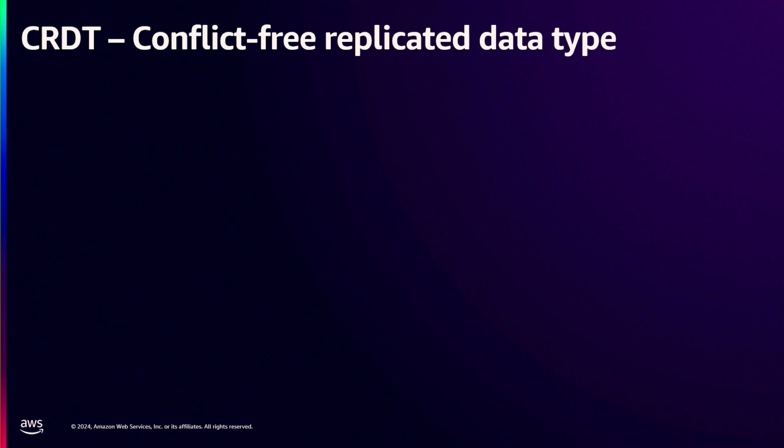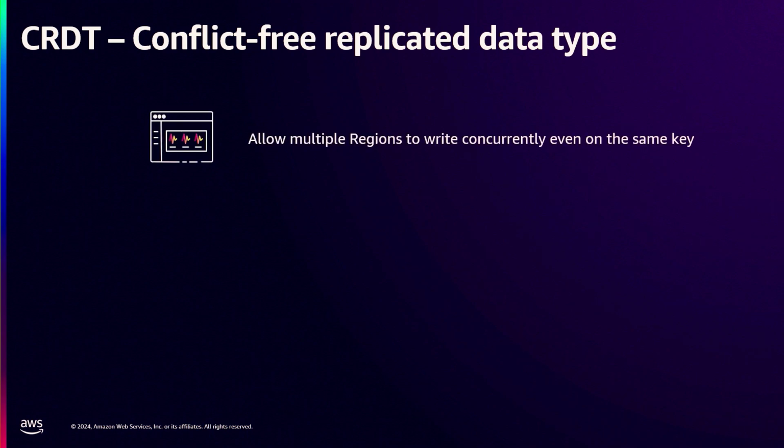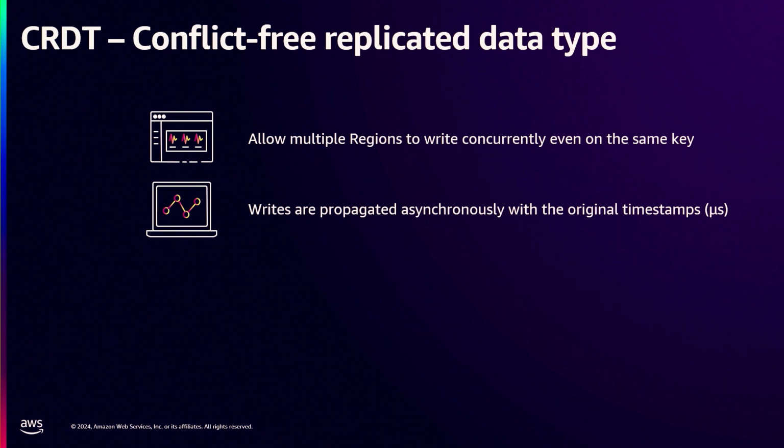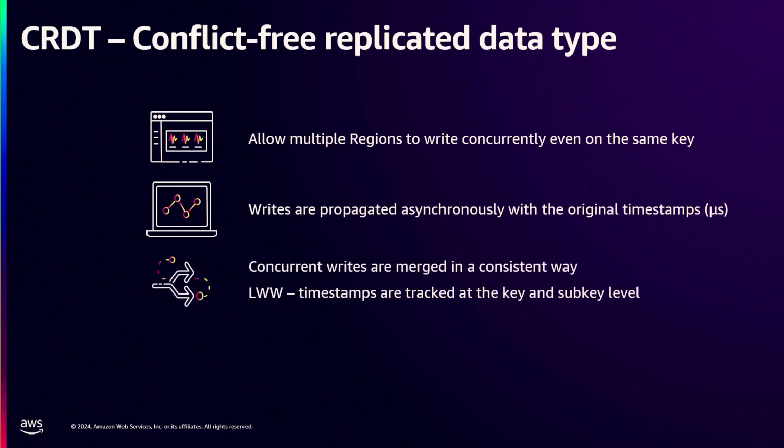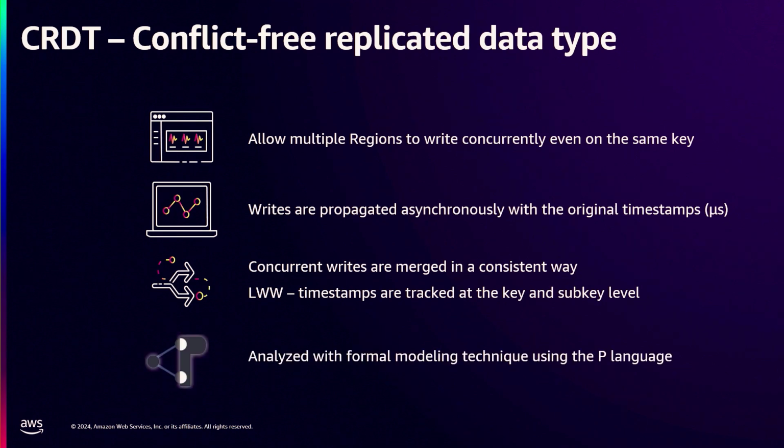This technique is called CRDT, or conflict-free replicated data types. It allows for multiple regions to work and write on the same object, on the same key at the same time. The writes are propagated asynchronously with timestamp information. Here, in our example with MemoryDB, it's microseconds. Concurrent writes are merged in a consistent way, so all the regions, even though they'll be processing updates at different times, will all be converging to the same value at the end. And we use last writer wins to track conflicts at the key level, but also at the sub-key level. And all of this has been analyzed with formal modeling techniques using the P language to ensure correctness of the algorithm that we use.